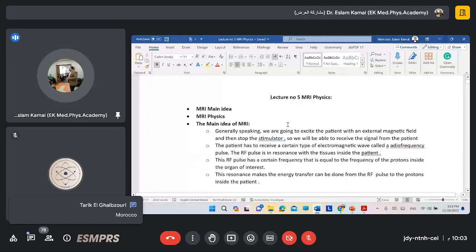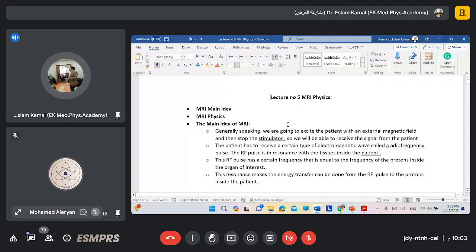In my lecture today, we will talk about the MRI main idea and MRI physics, the machine components, and the MRI main sequences. So I want all of you to focus with me. We are going to start now. What is the main idea behind MRI physics?